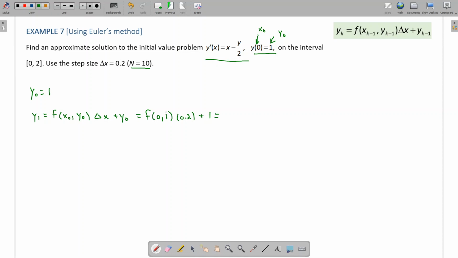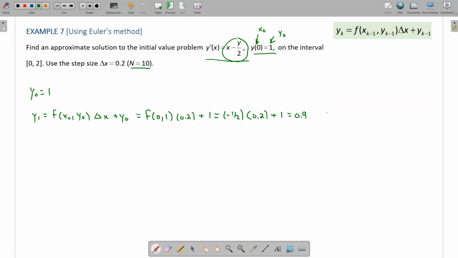And then you evaluate. So you plug 0 in for the x, 1 in for the y. So that's really negative 1/2. Right, just plugging 0 and 1 into that expression, multiplied by 0.2 plus 1. And then you evaluate that. That comes out to 0.9. So we have our first y1.